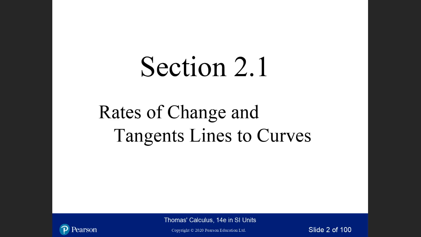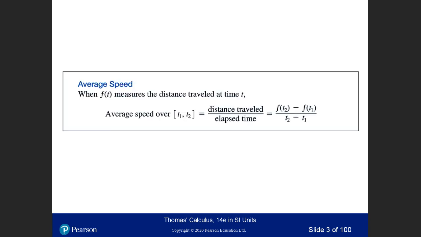First, we will try to see what the rate of change of a function is, and tangent lines to curves. Suppose that an object is moving along the x-axis and its displacement is shown by f of t. Now the average speed of the object between t1 and t2 is the distance traveled divided by elapsed time. f of t2 minus f of t1 is the distance traveled, and t2 minus t1 is the elapsed time.